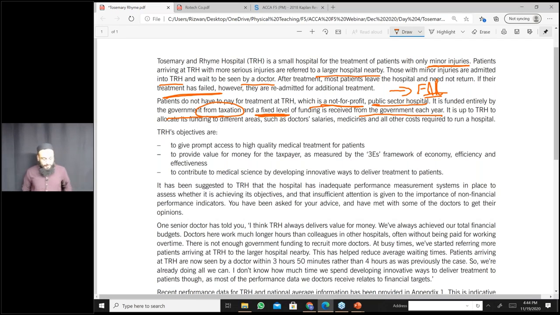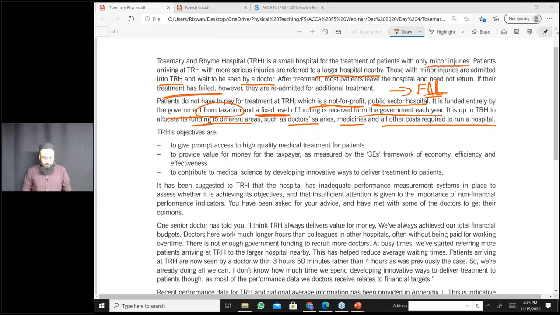It is up to TRH to allocate its funding to different areas such as doctor salaries, medicines, and all other costs required to run a hospital. I hope this is clear. It's a public sector organization. It's a not-for-profit organization. Okay. So it's a public sector organization and it is funded by the government.